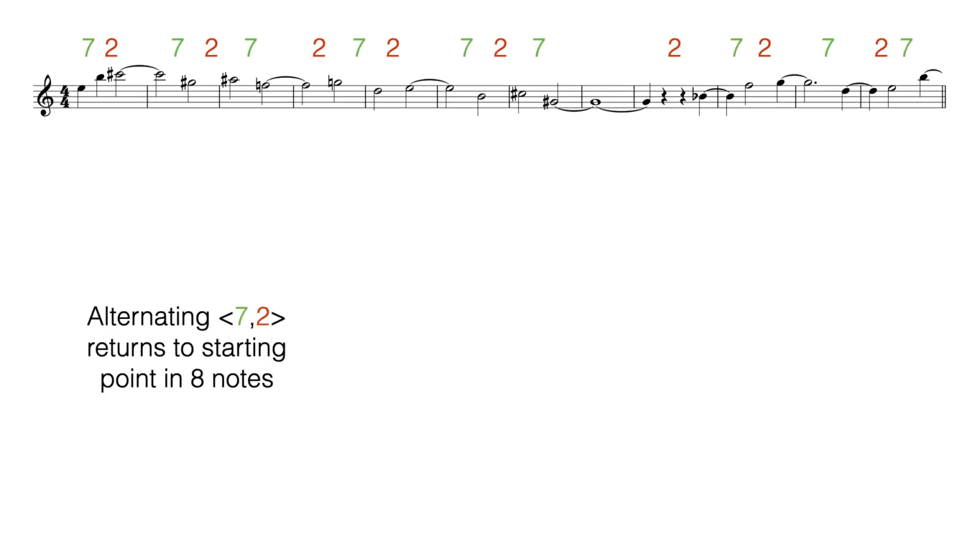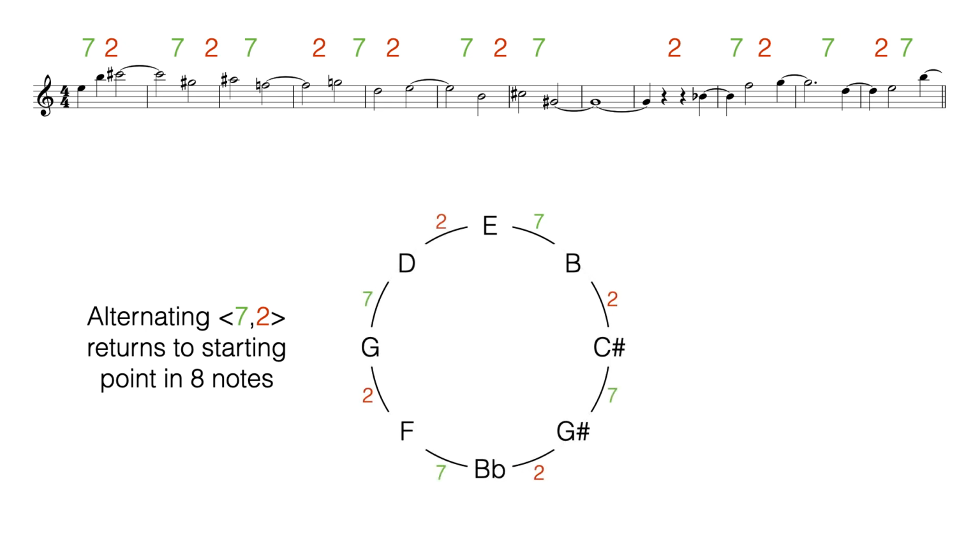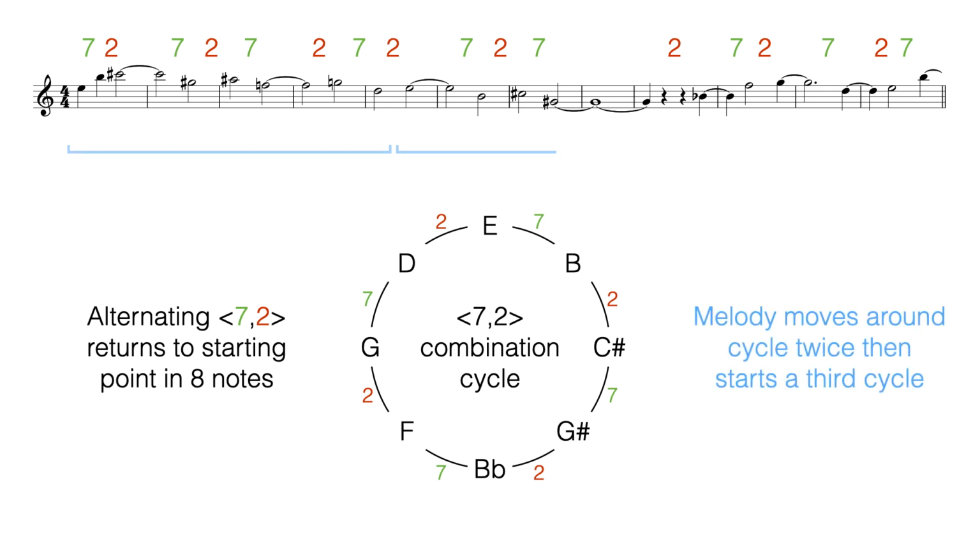If you alternate intervals 7 and 2, you will end up back at your starting point after passing through 7 additional notes. The 8 notes of this combination cycle amount to an 8-note series for this melody. The melody states the series 2 times in order and begins a third statement. To put it another way, the melody moves around the cycle 2 complete times and then starts a third time.